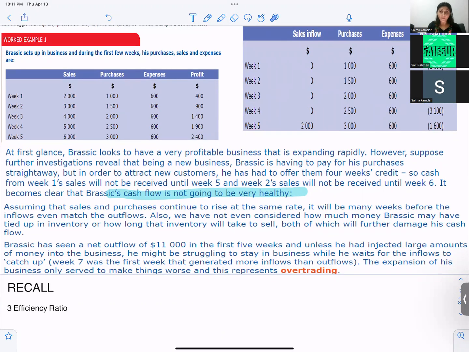So, overtrading, can you define what is overtrading? Overtrading is when the expansion of the business makes things worse, and you would need a lot of cash inflow to keep the business running. This is the problem of overtrading.